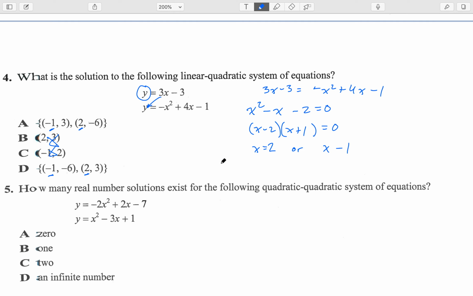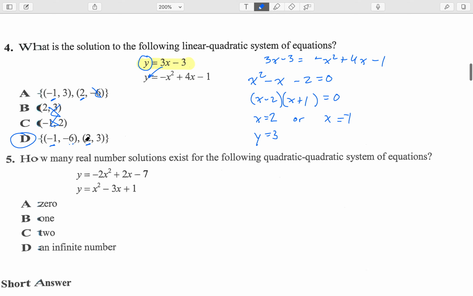Okay, so what is the y value, though? Go back to the easiest equation. This was the easier one, right? y is equal to 3 times x minus 3. Let's plug this in. 2 times 3, so it's going to be 6 minus 3. The y value is 3. So 2 comma 3. Oh, it's got to be D. If I plug in the last one, x is equal to negative 1, I'd get negative 3 minus 3, which is negative 6. There it is. Okay, so 4 is D, done.